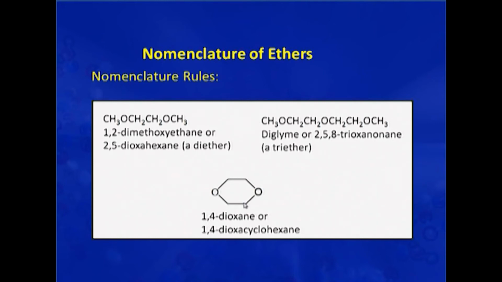This again, the 1,4-dioxane or 1,4-dioxacyclohexane is a cyclic diether. All these molecules are good solvents in organic reactions. We will now discuss the isomerism shown by ether molecules.